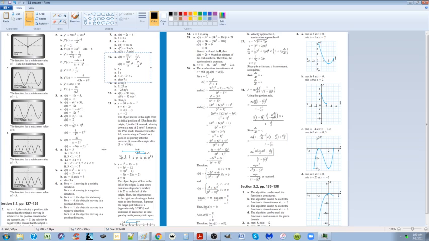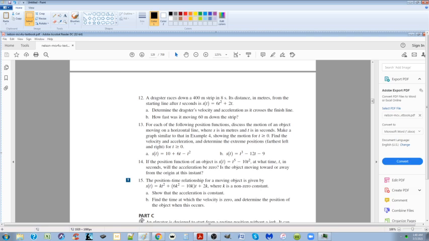Number 10. No, which one is this? So you can tell I'm getting tired. It's number 13.